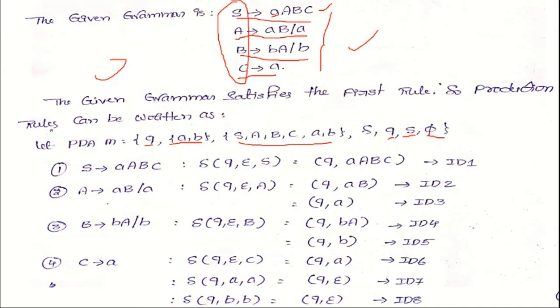From the first production rule, S derives aABC, it can be written as delta of q, epsilon, S. Here q is the current state and S is the non-terminal on the stack.